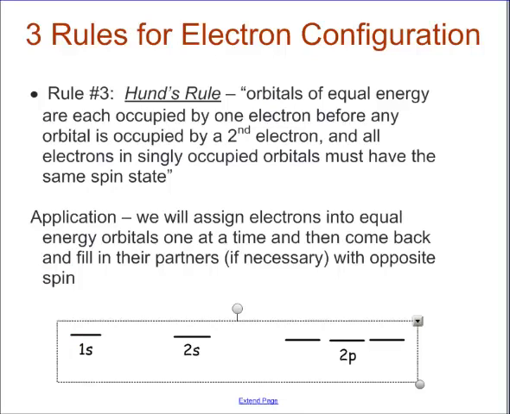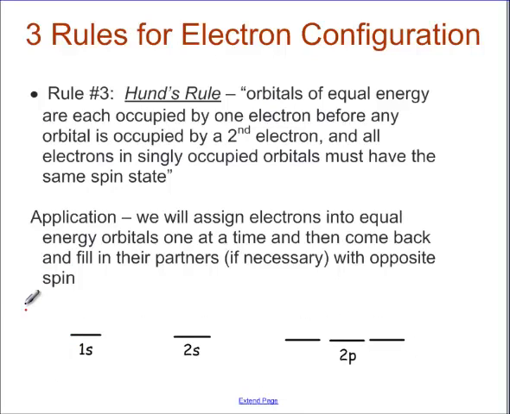Our third rule is called Hund's rule, and this just says that when we put electrons into orbitals that have multiple values, for example, in a p orbital, there are three possible orientations for a p orbital. It refers to the orientation around the x-axis. This would be the x, the y, and the z. That you must have each orbital have one electron before you can double up.